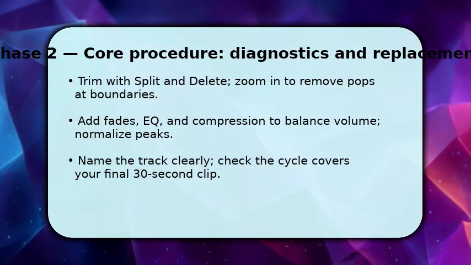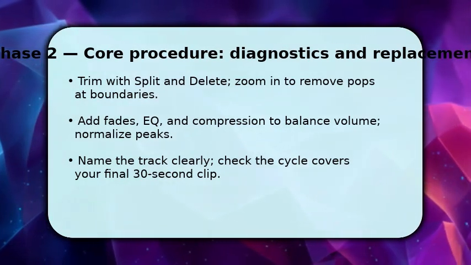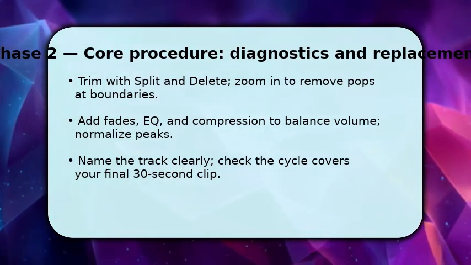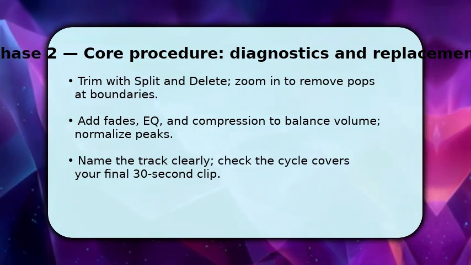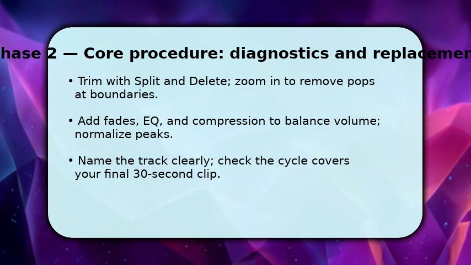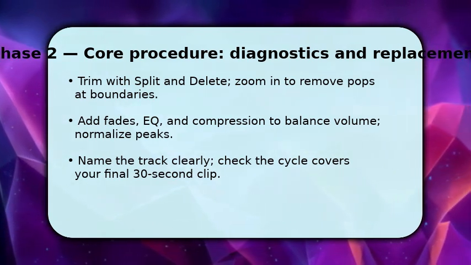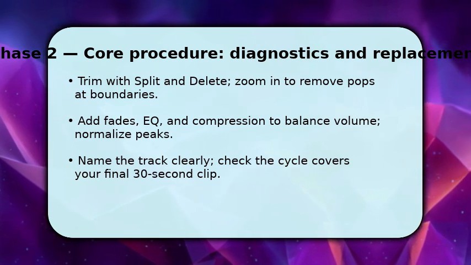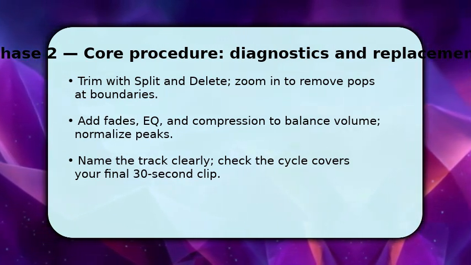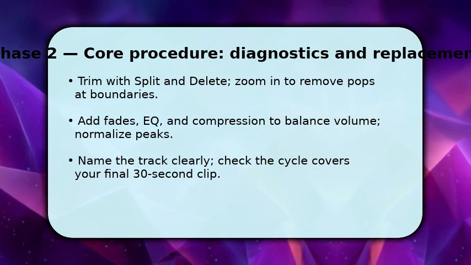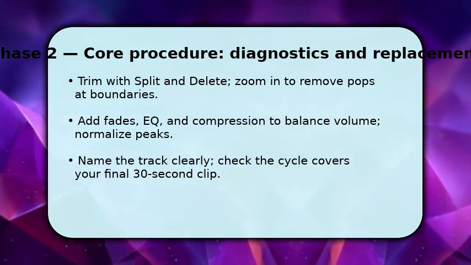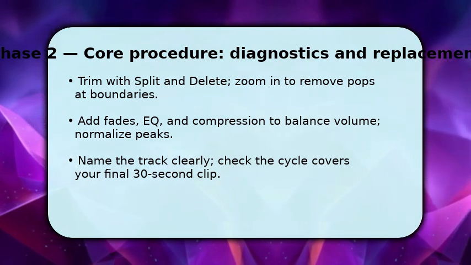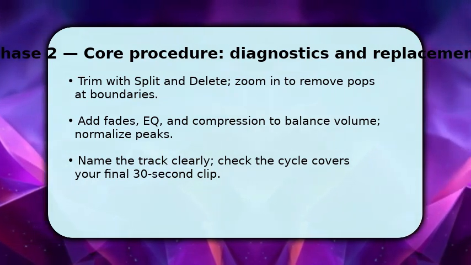Now focus on editing. You trim using split and delete and zoom in to remove any clicks at the start or end. This prevents harsh edges. Then add fades and light compression to control dynamics, plus EQ to remove muddiness. These steps make the ringtone sound professional on small speakers. Once balanced, normalize peaks so it's loud but not clipping. Make sure the cycle region matches the clip you want to export, because GarageBand only shares what's inside that region.